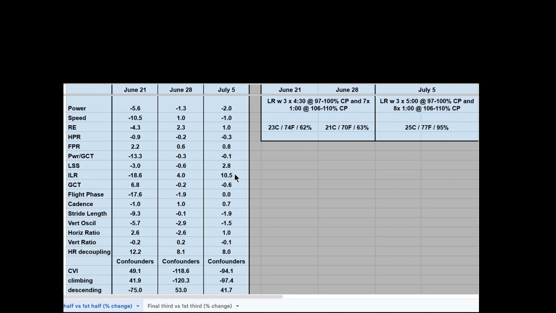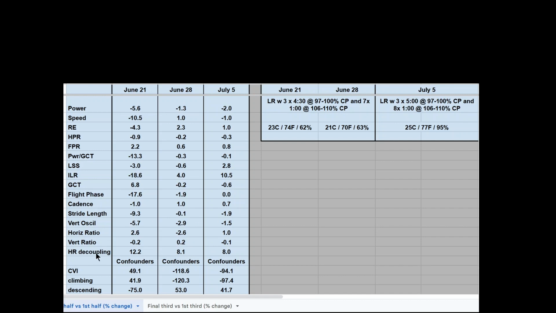Impact loading rate was higher, and that's higher in a similar type of course. So this is an indicator of some fatigue. Besides the confounders, there's some indicator of fatigue, mechanical fatigue in the impact loading rate. Leg spring stiffness increased, which I believe is probably a confounder. Ground contact time, again, almost flat, but it did go down a little bit. That's pretty good, actually.